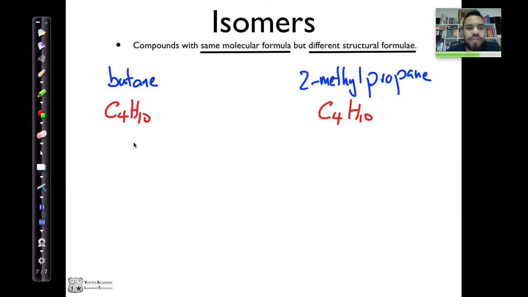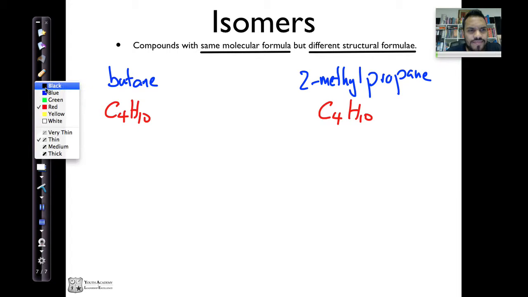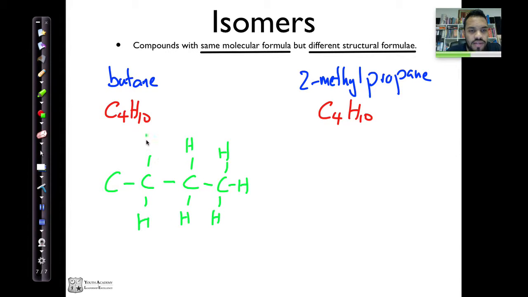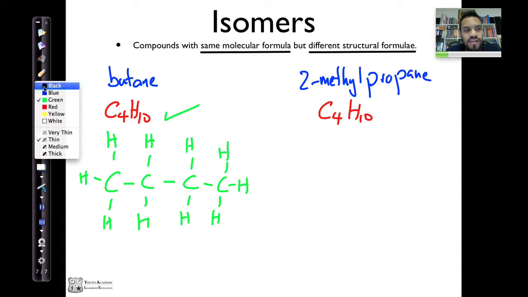Now if we have to draw them out, let's draw out butane. And I think green is a good color to start working with. Very bright indeed for this hour of the night. Okay, so there we've got butane. It's good practice to draw out all these hydrogens. Right, and there we go. So there's butane, and we can see that butane has got 4 carbons, 1, 2, 3, 4, and it's got 4, 8, 9, 10 hydrogens. So that's exactly the molecular formula over there.